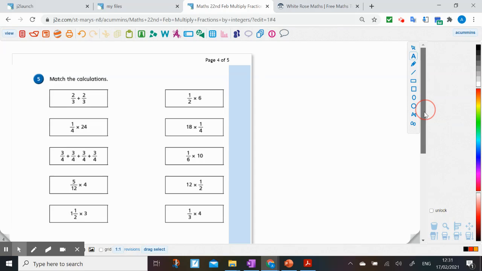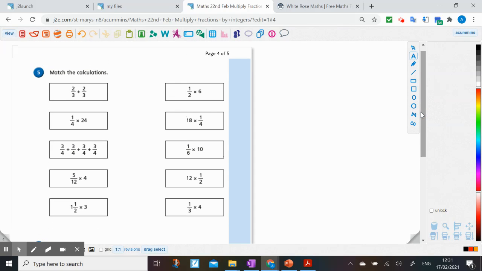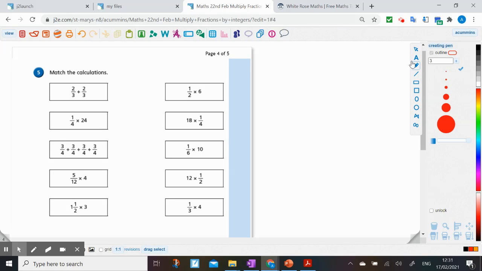When you get on to question 5, the advice I'm going to give you is to do all of the questions first, so before you match them. I'm going to cheat a little bit here just for the sake of an example. So 2/3 add 2/3, of course, that's 4/3, which is the same as 1 and 1/3. So that's the answer to that one.